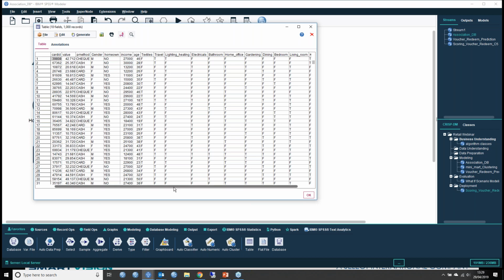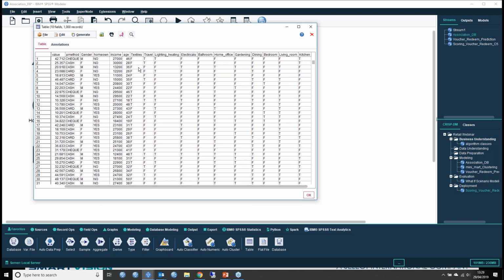What we're using is this purchase history data over here, which is just simply saying, in the past 6 months, has this person bought anything from the textiles department? Have they bought anything from the travel department, the lighting or heating department, the electricals department, bathroom, home office, gardening, dining, bedroom, living room, kitchen? And that's what we're saying.